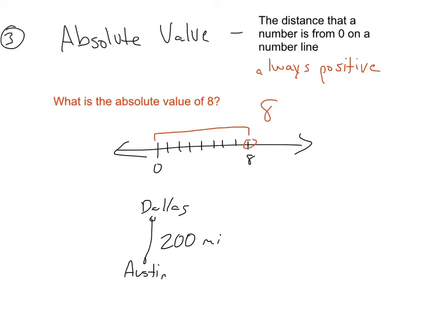So it's the same thing here, right? Just because we're starting at 8, figuring out how far it is from 0, we are traveling left. And a lot of times when we hear left in math and in algebra, we think negative. But it's not. We're just talking about distance. It is 8 units away from 0.